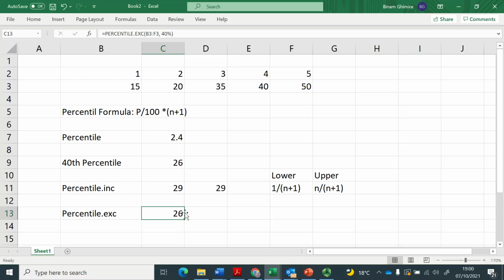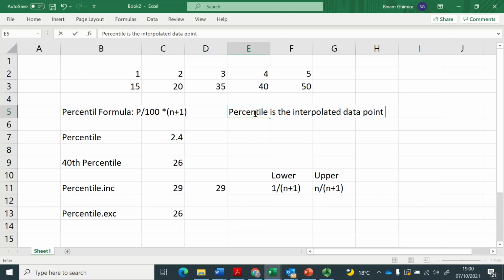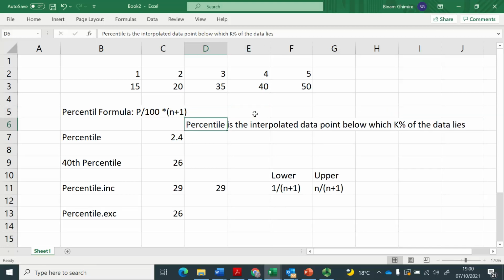happening with this EXC. Firstly, on the definition, what you need to understand is the traditional definition of percentile. I'm just writing here because it's important that my students are not confused. Percentile is, in a way, you can say, the interpolated data point below which k percentage of the data lies. Okay, so that's the definition.